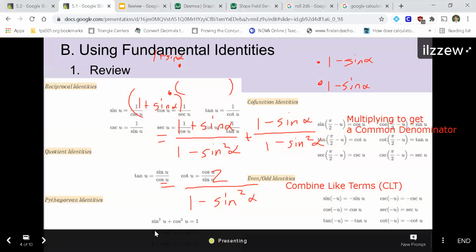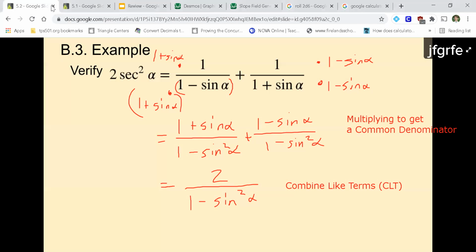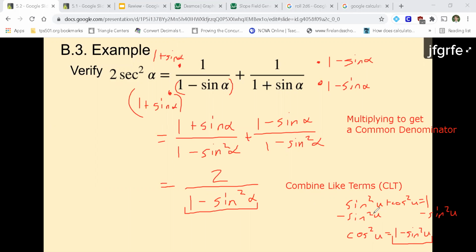Pythagorean identity. The one that has sine in it is this first one here. So if sine squared plus cosine squared is 1, then I can get this Pythagorean identity to actually match my problem right here if I subtract sine squared from both sides. Then we would get that cosine squared is 1 minus sine squared. And hey, 1 minus sine squared, that's what I got right here. So then this is 2 over cosine squared.